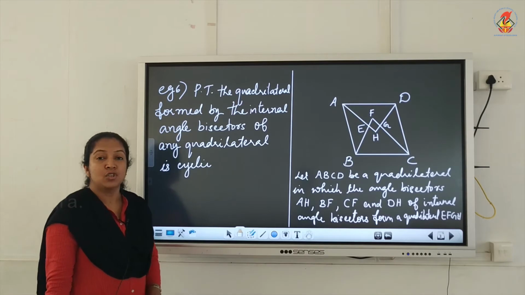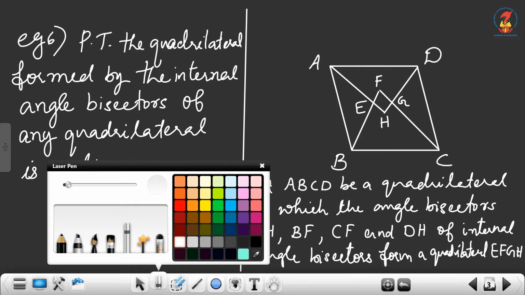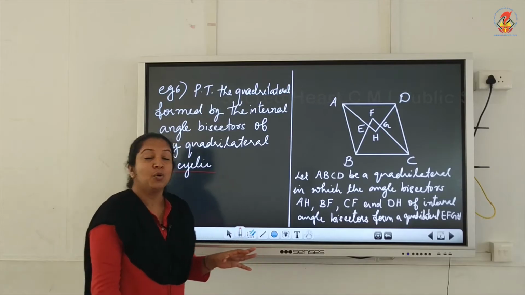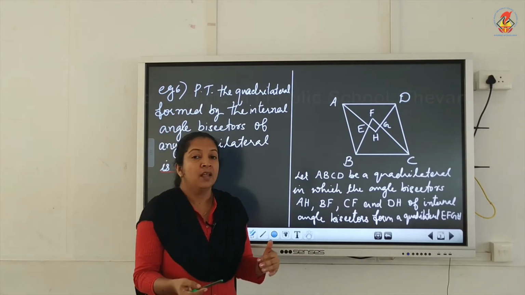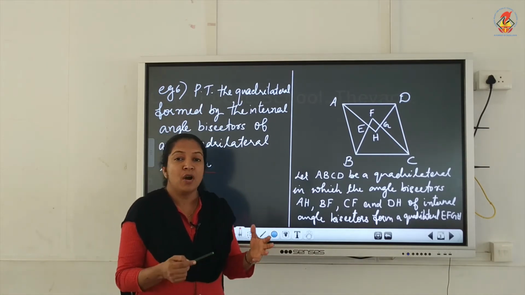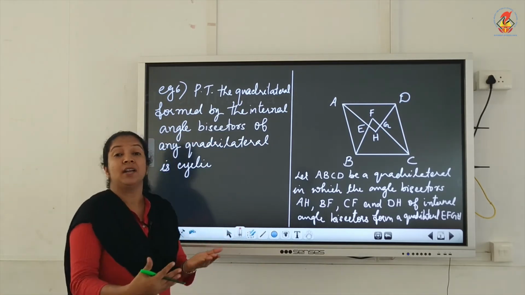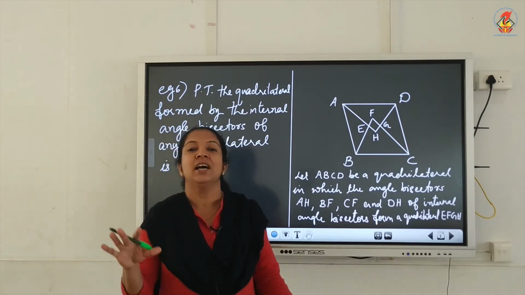Then example 6. Prove that the quadrilateral formed by the internal angle bisectors of any quadrilateral is cyclic. What do you mean by cyclic? The four vertices lie on a circle.